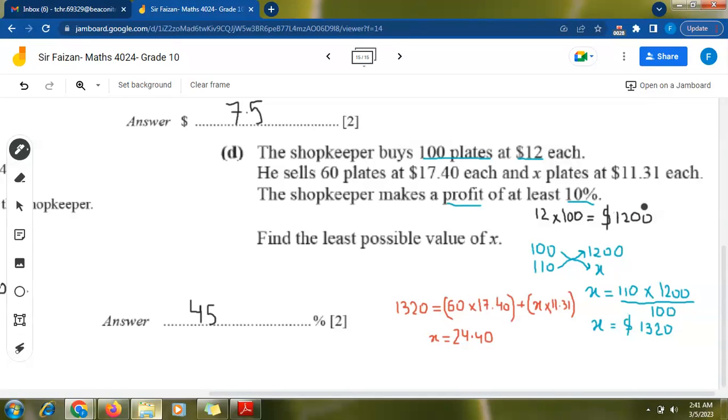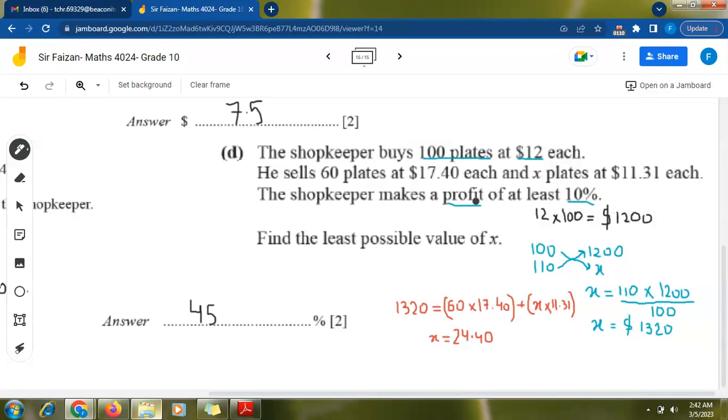So we have to find the least possible value of X, and what is X? X is basically the number of plates that has been sold out at $11.31. So the scenario is the shopkeeper has bought 100 plates. Out of those 100 plates, 60 plates have been sold at $17.40. But X, which we do not know, we have to find out. X plates are sold at $11.31 each, so that the shopkeeper is making a profit of at least 10%.